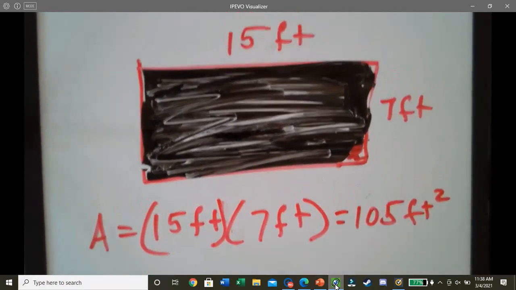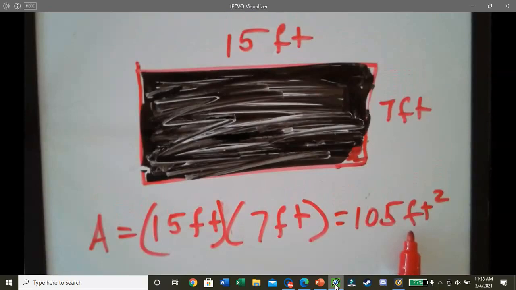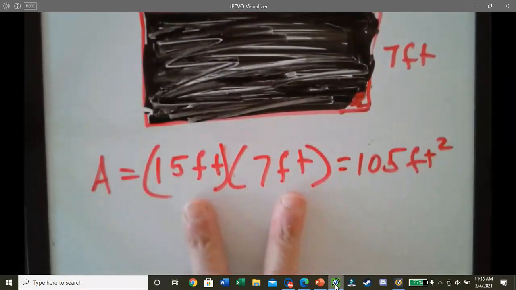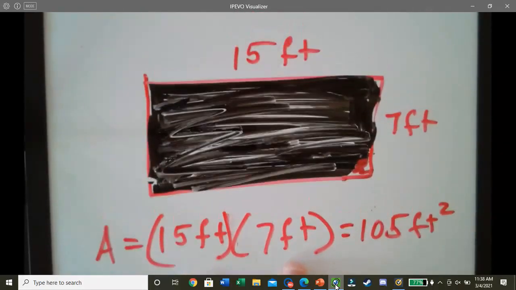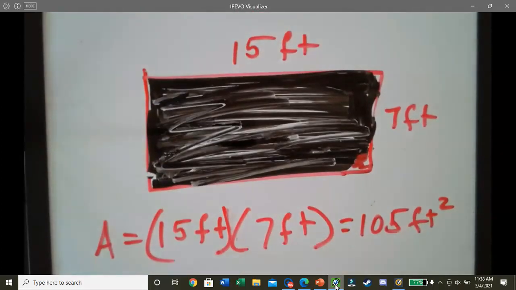So area units are units squared. You're multiplying the units. That's why I like to use the units in the calculation, because then you get the units right every time when you do it like that. So our answer here is 105 square feet. Questions?